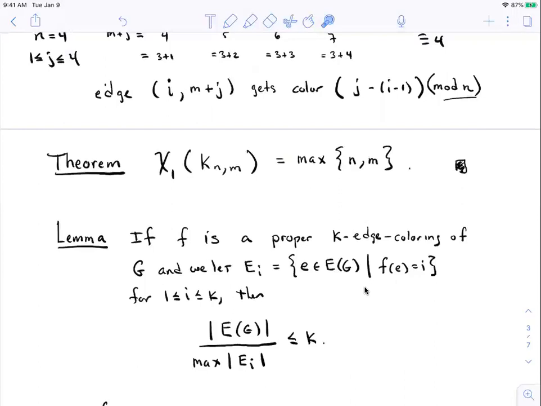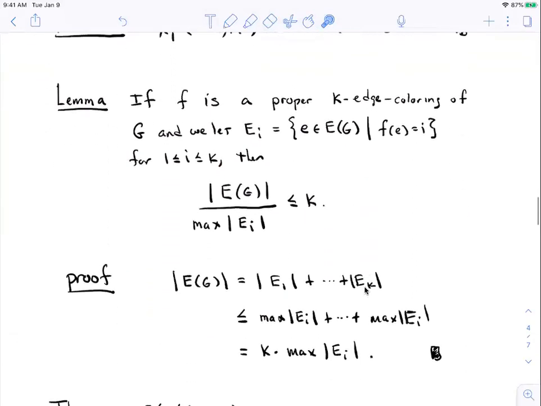And then for each one of the colors, this is kind of a usual idea for us now from vertex coloring, I just let E sub i be those edges that get color i. Okay, I do that for every one of the colors. So I've got a proper k coloring. What I was just saying before is that every one of those E sub i's is a matching in our graph. And the lemma says that the size of the graph, the number of edges, divided by the maximum size of those E sub i's, the biggest matching that comes from the k coloring, is never any more than k.